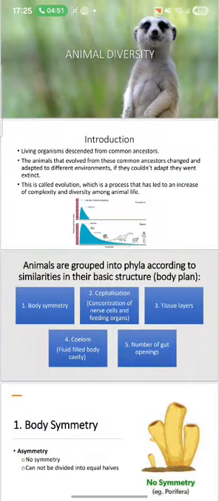Animal diversity with a koala. That's a meerkat event. We're all grass, man.